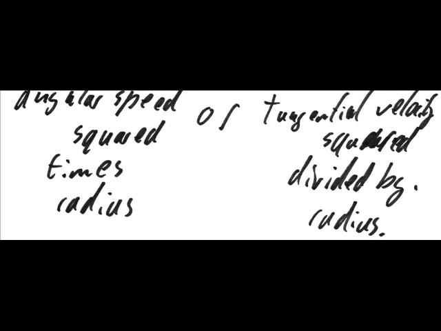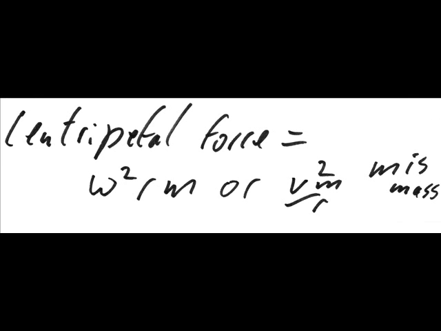Using angular speed, our equation for centripetal force is centripetal force equals mass multiplied by angular speed squared times the radius of the circle. Using tangential velocity, our equation for centripetal force becomes centripetal force equals mass multiplied by tangential velocity squared divided by the radius of the circle. Both of these equations give identical answers, but can be used when you have either angular speed or tangential velocity.